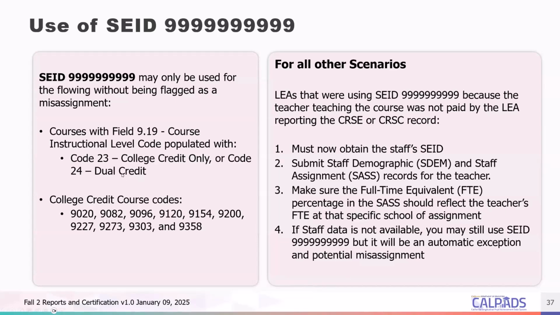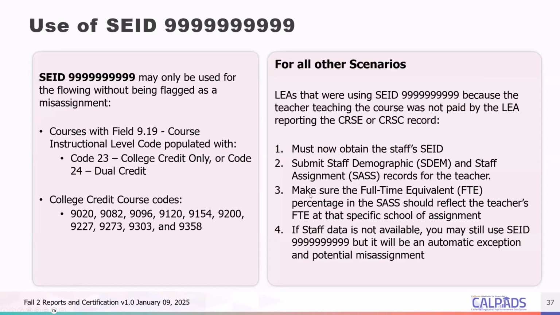You have to report a CTE course, and it has to have a 23 or 24 non-instructional level code indicating that it's a college course, or it has to be one of the state course codes for college credit if you're going to use a seed 999. Otherwise, you're going to get an automatic exception.